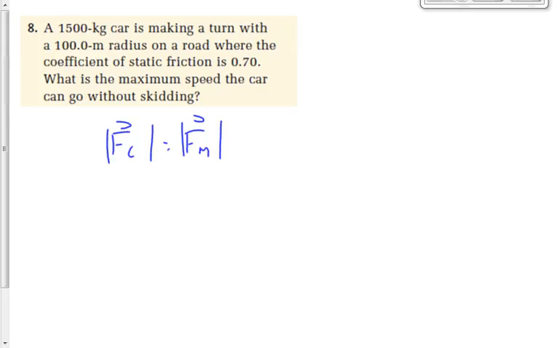Fc equals Ff. So we're going to say mv squared over r equals mu times the normal force, which we're on a flat horizontal surface. The normal force is that easy force of gravity, right, that balances gravity. Masses end up canceling here, although you don't have to because you're given the value of the mass. We're solving for speed. Take the r out by multiplying, mu times g times r, then let's square root that.